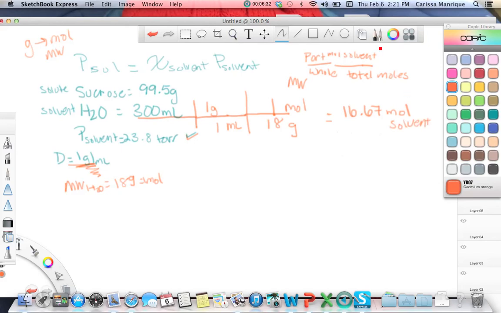Okay, so I have my moles of solvent. I don't have my total moles yet. I need to get my moles of my solute. Okay, so let's do this. Let me bring it down here.